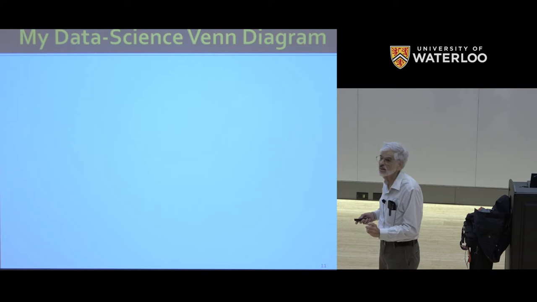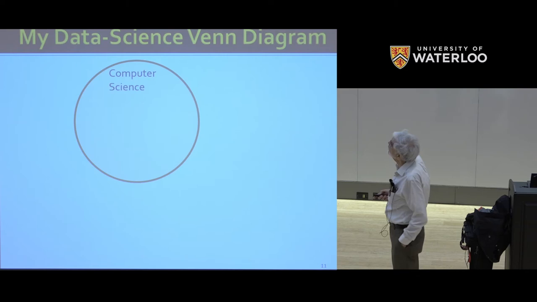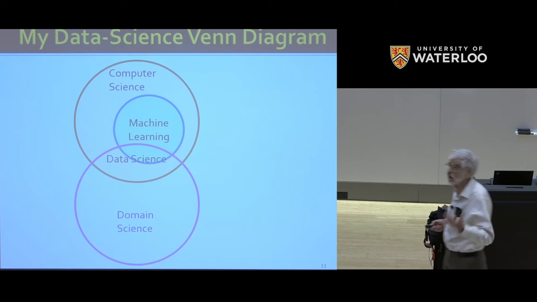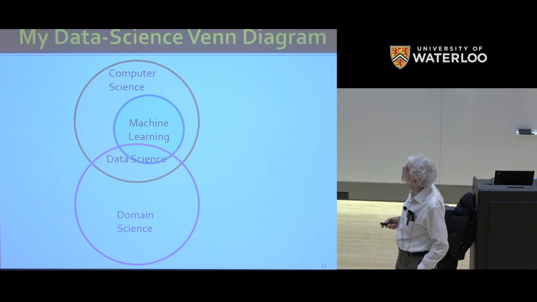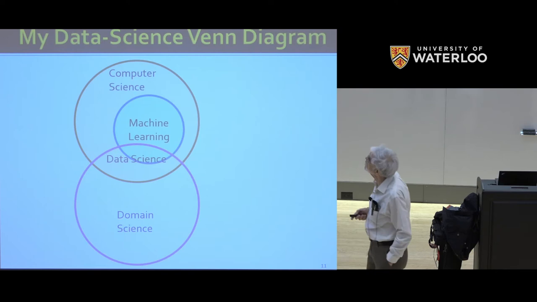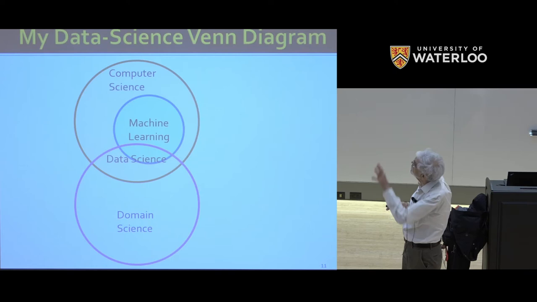Why should I be the only one who doesn't have a Venn diagram? There's computer science and there's domain science. And the intersection is data science. Now, where does machine learning fit in? Well, machine learning is a branch of computer science, not quite as big as that bubble might suggest. And a lot of data science is done through machine learning, probably more than I've even suggested here, but again, you have to forgive me. I only know how to draw circles in PowerPoint. And so I have to position things so you can actually read the words.